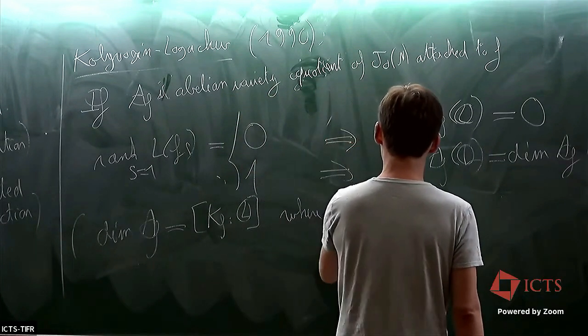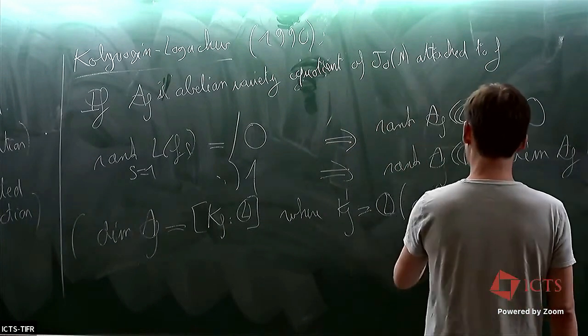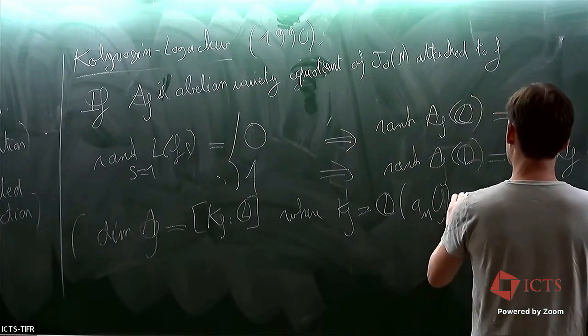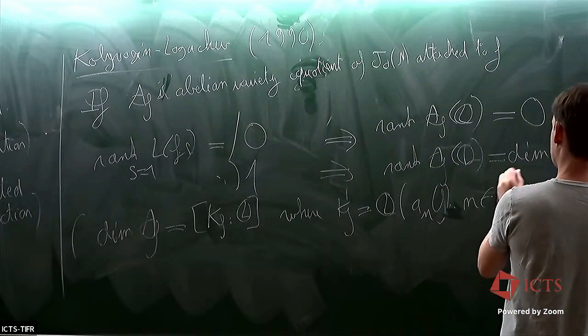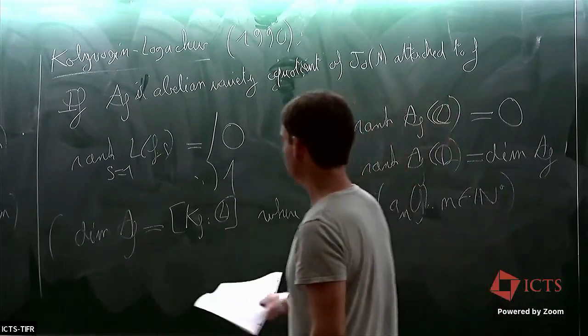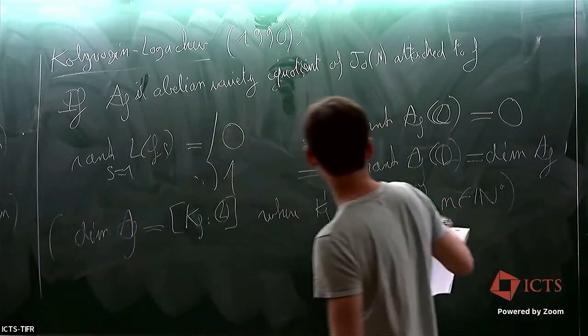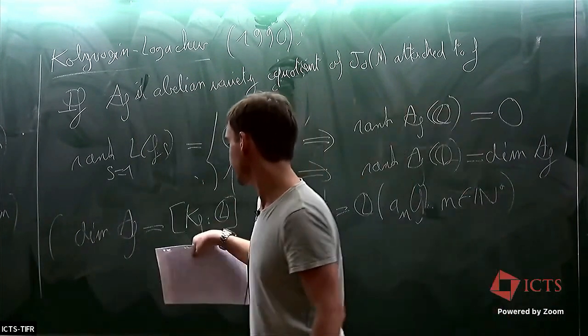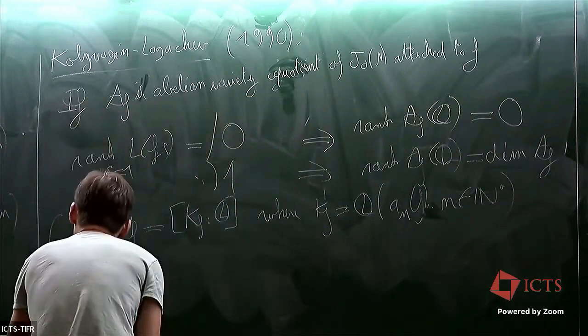where K_F is generated by the coefficients of F in the q-expansion. Okay, so I have a field generated by this. So the dimension of A_F is this, and even more actually, and it will be useful for later.